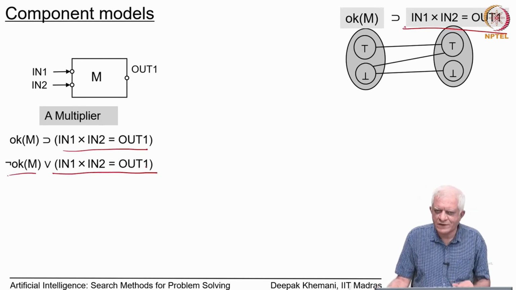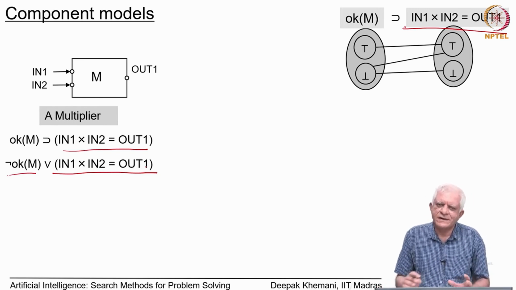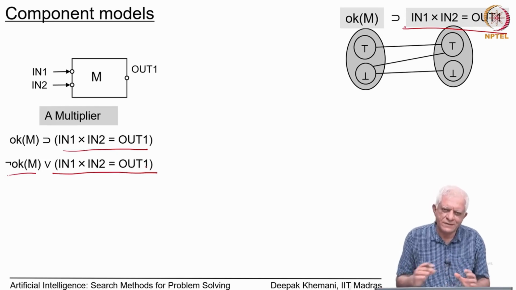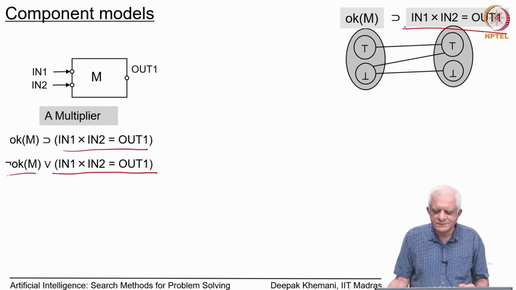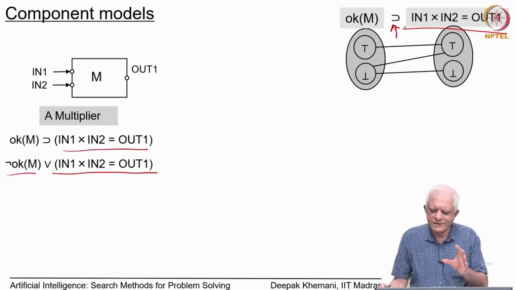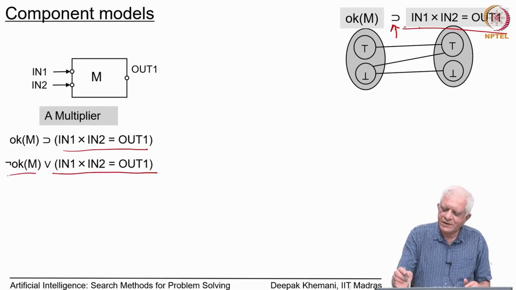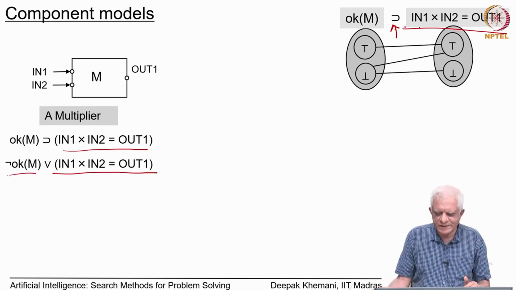What I want to start off by emphasizing is that this logic relation, remember logic is based on relations, and constraints are also based on relations. So, it should not be a surprise that there is a connection between these two ways of looking at things. In particular we are looking at the implication relation here. There are two statements: the antecedent says okay M, the multiplier is okay, and the consequence says that the product of the two inputs is the output essentially.